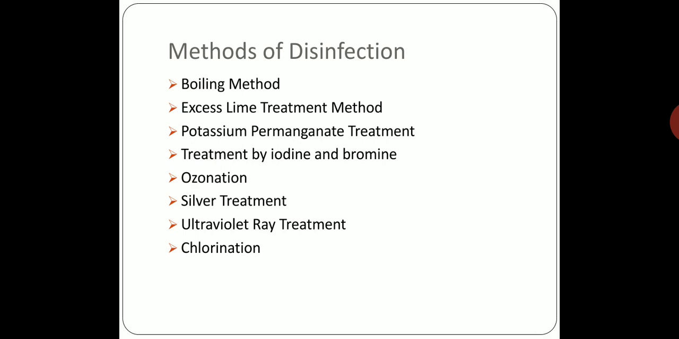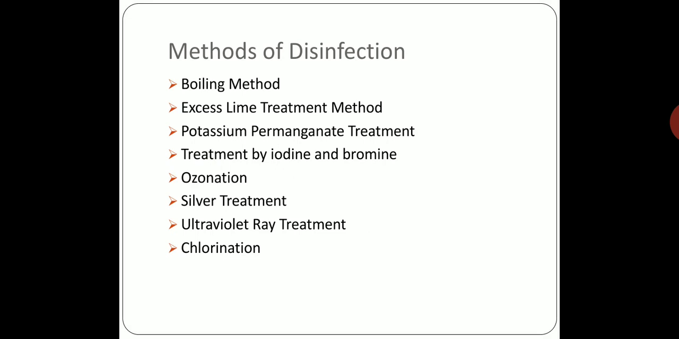So to disinfect that water, in 1 liter of water they dissolve one capsule. It is the capsule of iodine and bromine. They dissolve it in water and they disinfect that particular water. So that is treatment by iodine and bromine.